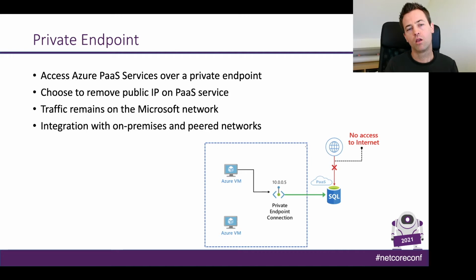So to lock down the SQL server, we're gonna use an offering in Azure that's called a private endpoint. And a private endpoint allows you to access an Azure Platform as a Service offering over a private connection. So that would give the SQL server a private IP address from your virtual network, so from your range. And you can then use that private IP to connect to your SQL server.